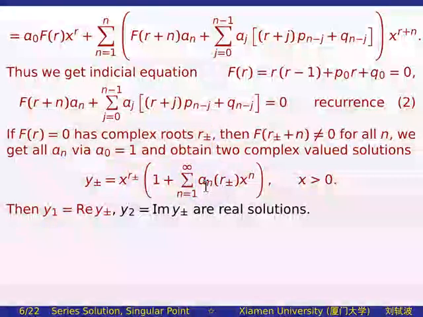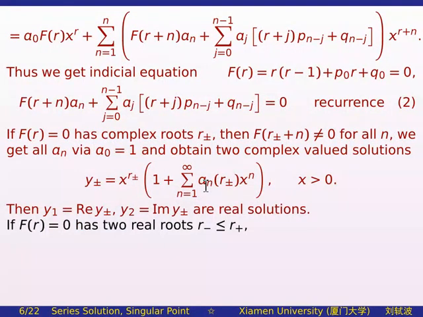Okay. Next, we consider the case that capital F(r) equal to 0 has real roots. So suppose it has two real roots. Suppose the possibly larger one is r plus. Of course, r minus and r plus can be equal. Anyway, the possibly larger one we denote by r plus. Then, since n is equal or greater than 1, r plus plus n will never equal r minus. Therefore, capital F(r plus plus n) will never be 0.